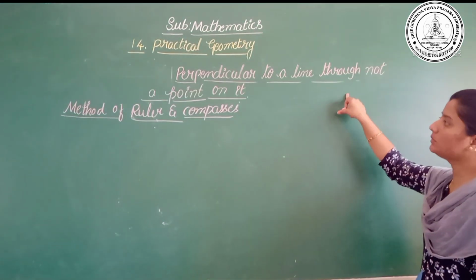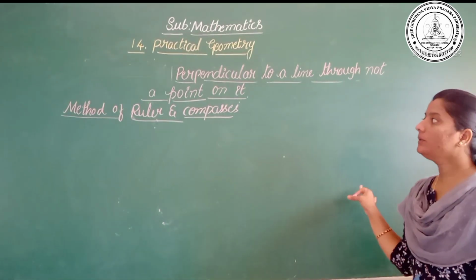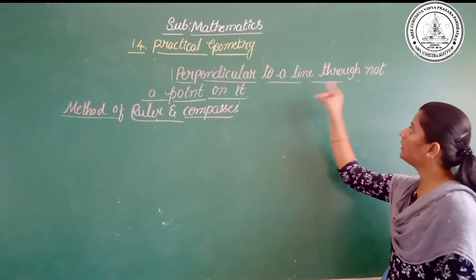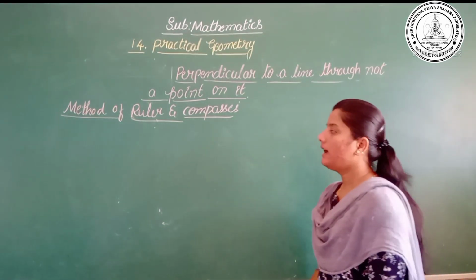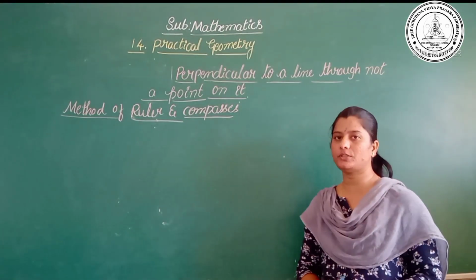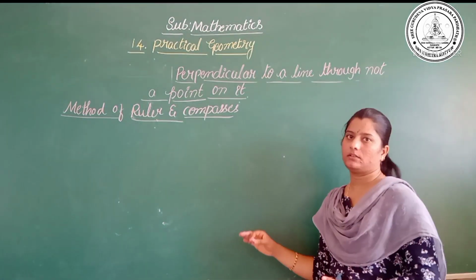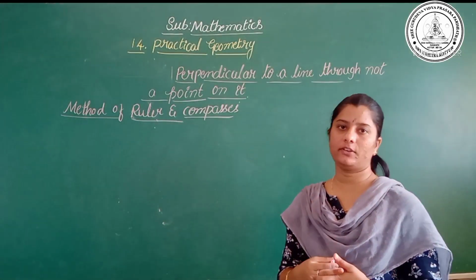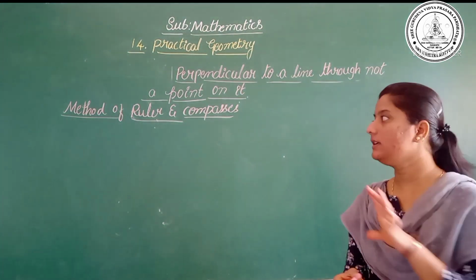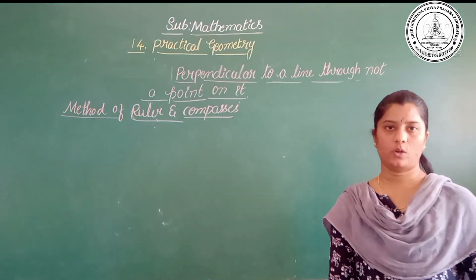Perpendicular to a line through a point not on it. Here we have to draw a perpendicular line, but the point is not on the line. We can also draw a perpendicular line using a set square and the ruler, but it is difficult to hold both at a time. So I will use the method of ruler and compass here.